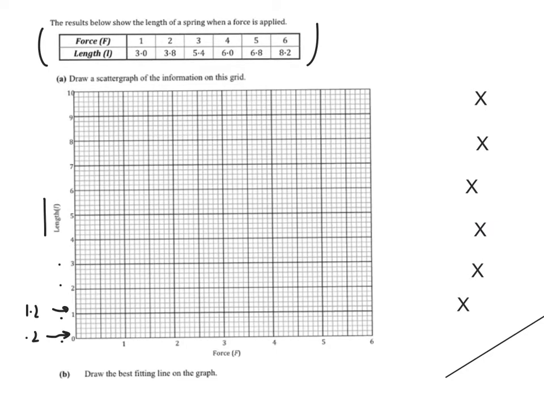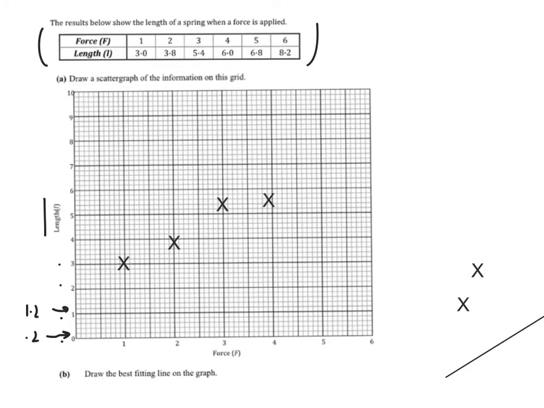So the first one I'm going to plot is 1 and 3.0, so that's relatively straightforward. Again, it's going to be easier for you to do it drawing than using this stylus that I'm using. 2 to 3.8, so up the 2 to 3.8, so that's one box below 4, as each box is worth 0.2. Okay, and then we'll have 3 and 5.4. Okay, so that's 2 boxes up above 5.